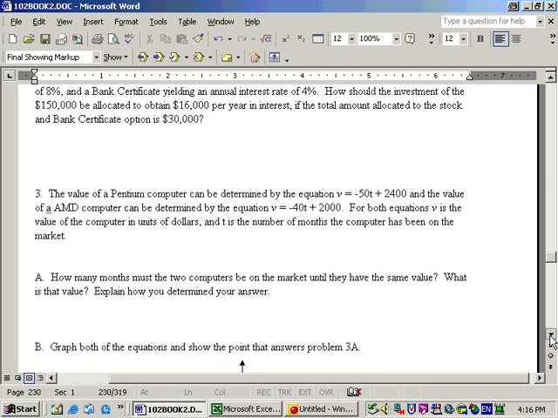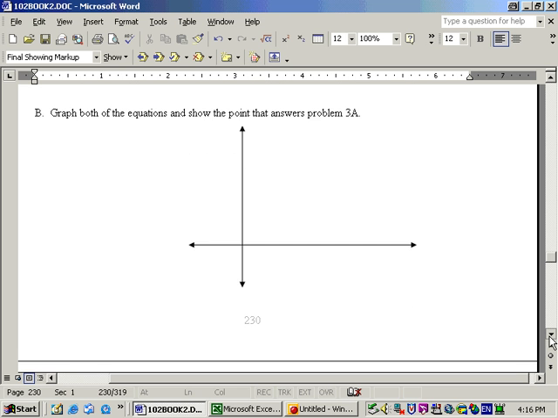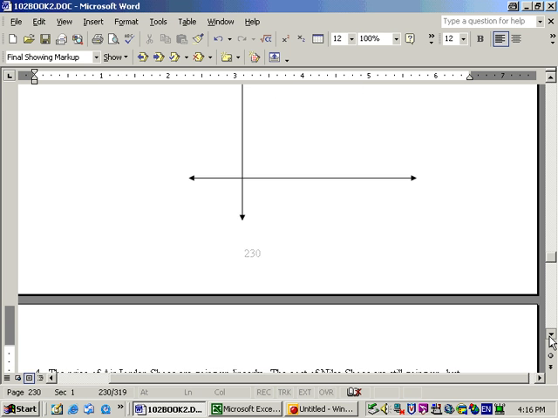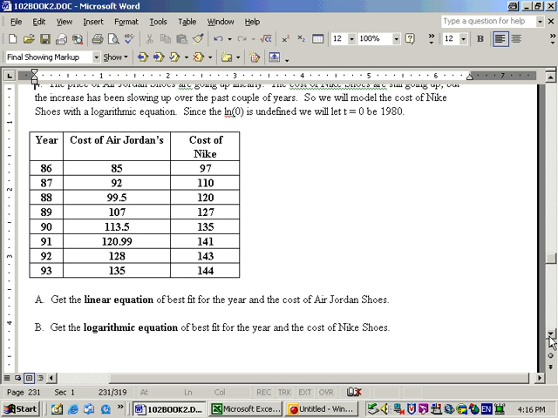On problem 4, it gives you data points for the value of shoes, Air Jordan and Nikes. And it says let t equals 0 be 1980. Now, I want you to get the linear equation of best fit for the year and the cost of the Air Jordans. Remember, 1980 is year 0, so we'll need 6, 7, 8, 9, 10, 11, 12, 13 for the x's, and these are my y's.